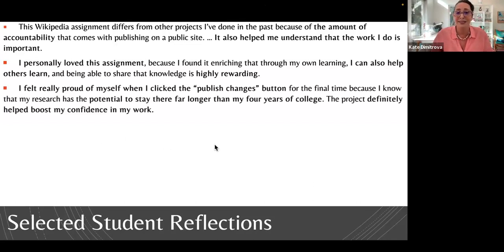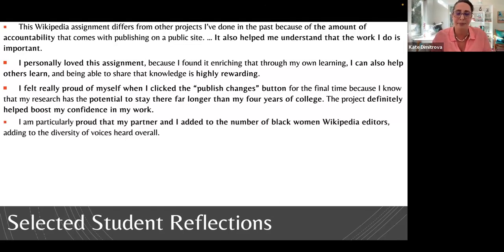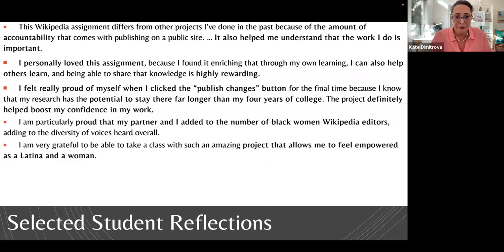I felt really proud of myself when I clicked the Publish Changes button for the final time, because I now know that my research has the potential to stay there far longer than my 4 years of college. The project definitely helped boost my confidence in my work. I'm particularly proud that my partner and I added to the number of Black women Wikipedia editors, adding to the diversity of voices heard overall. I am very grateful to be able to take a class with such an amazing project that allows me to feel empowered as a Latina and a woman.